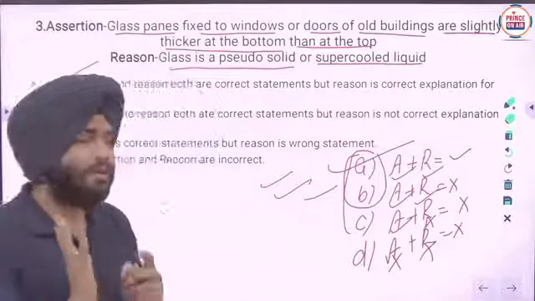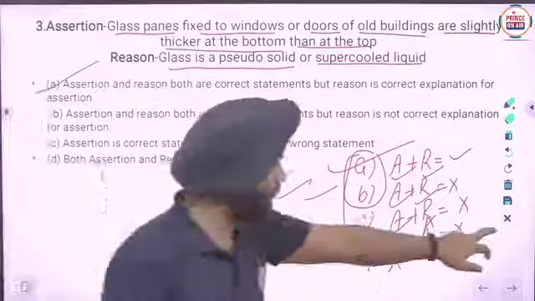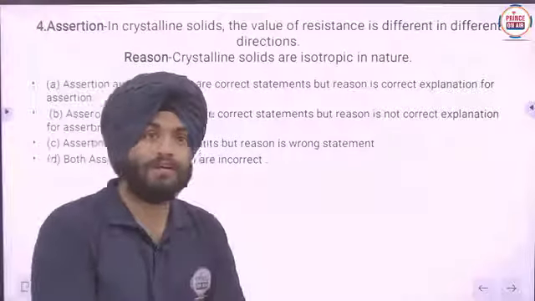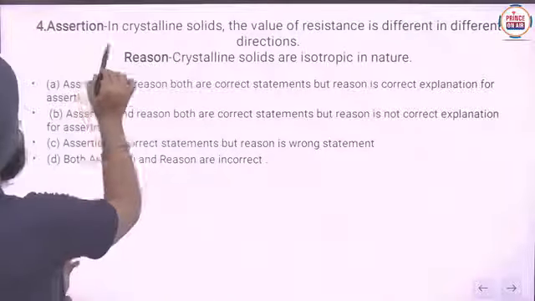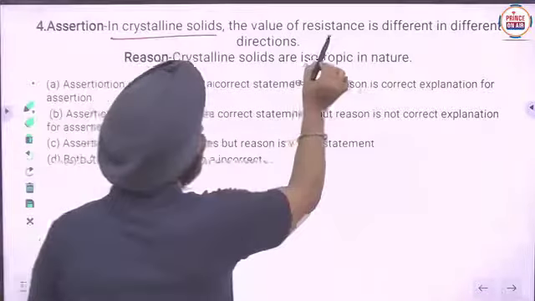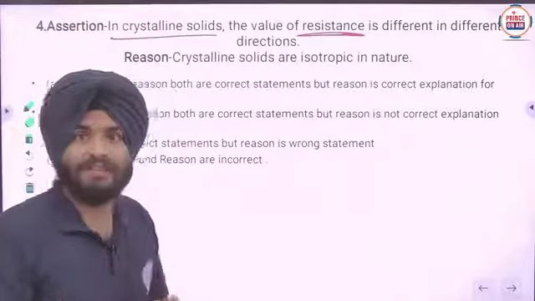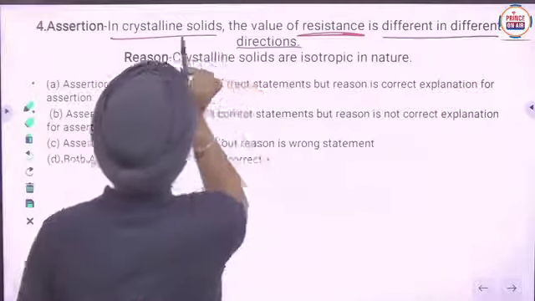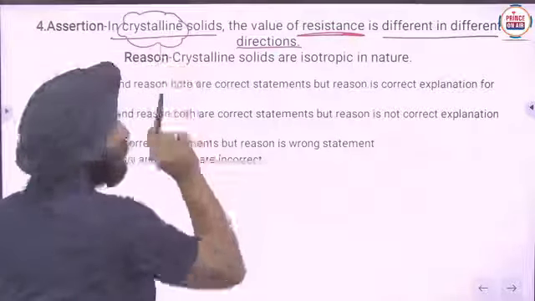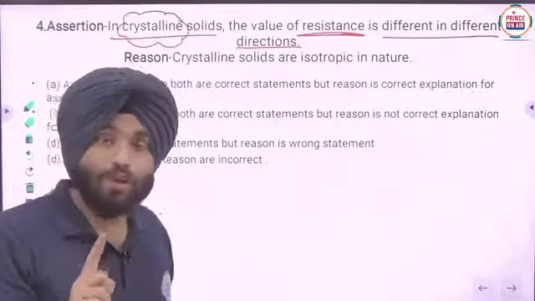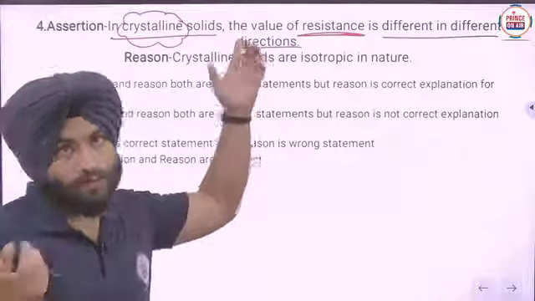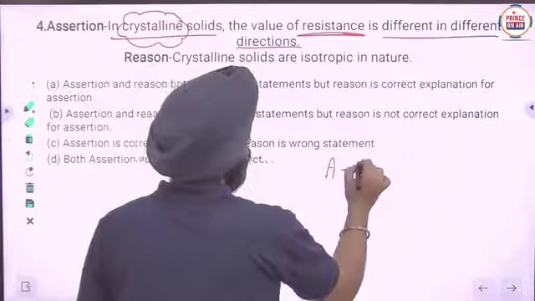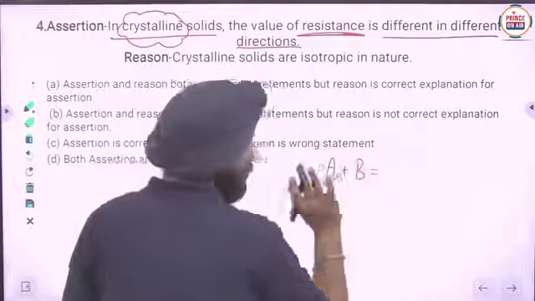Okay, now one more we can do. See, assertion: in crystalline solids, the value of resistance, which may be considered a physical property, is different in different directions. If in a crystalline solid the properties are different in different directions, it is showing anisotropy. As we know, crystalline solids are anisotropic in nature. So the assertion is right here.